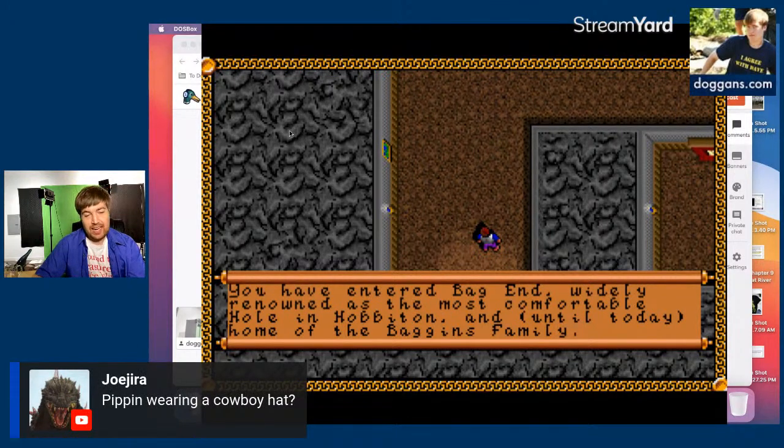Yes, instead of the very specific Billy Boyd accent, Pippin's a cowboy in this one. Pippin is a cowboy in this one.